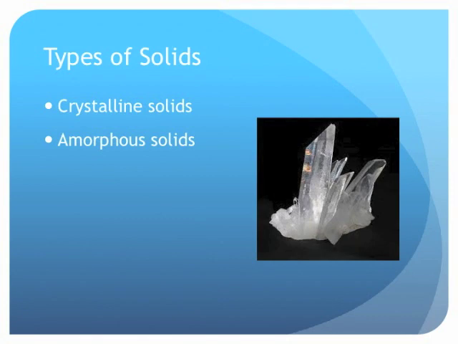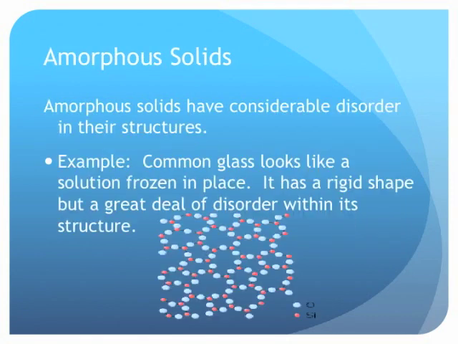There are two major types of solids, crystalline solids and amorphous solids. Crystalline solids are very structured, whereas amorphous solids have somewhat of a random structure to them. A good example would be quartz and glass. They both have the same chemical formula, but quartz has a very ordered structure to it and takes shape, whereas glass is very amorphous and random.